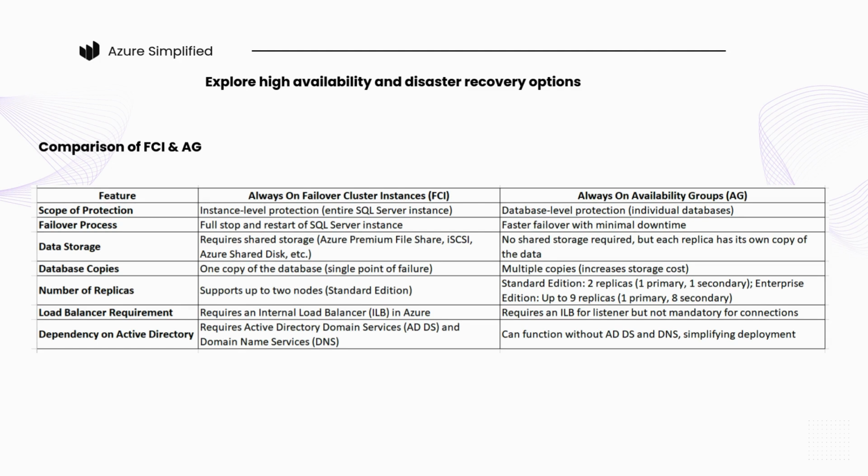Failover process. FCI requires a full stop and restart of SQL Server, which may cause downtime, whereas AG has a faster failover with minimal disruption. Overall, FCI is suited for organizations needing full instance-level protection, whereas AG offers more flexibility, faster failovers, and better scalability for high availability at the database level.